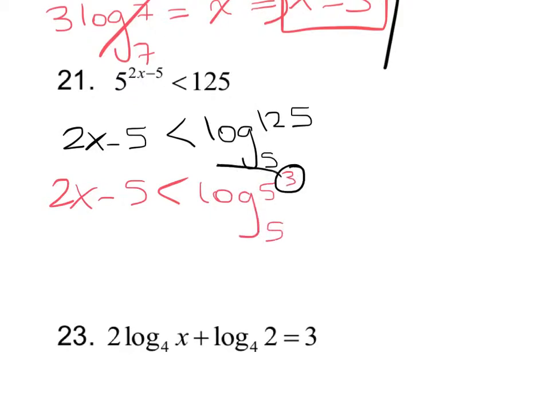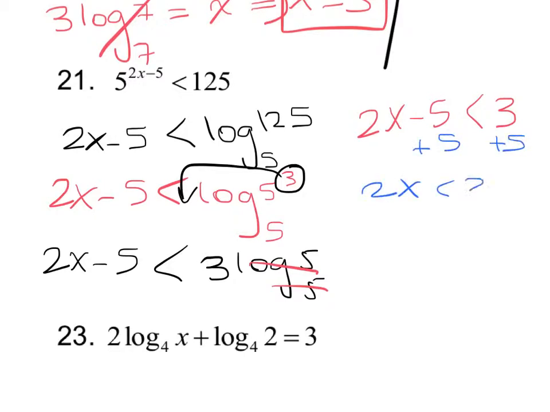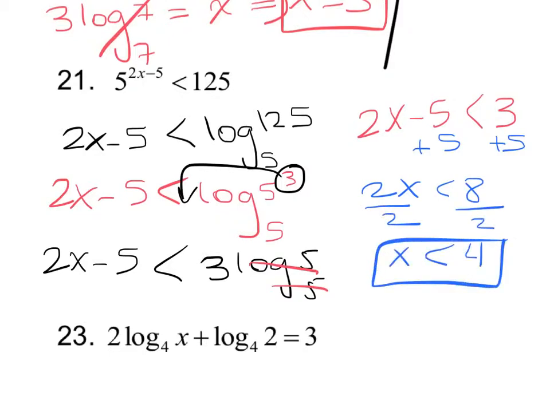Now this will go down, so it will be 2x minus 5 smaller than 3 log 5 base 5. Now we all know that log base 5 of 5 is going to be just 1, so you can just cancel it out. So you will be left with 2x minus 5 smaller than 3. Now my academic, you would have known that right from the beginning because log of 125 base 5 is 3. So you can jump from this step to this step. Now you can add 5 to both sides. 2x smaller than 8, and then divide by 2, x is smaller than 4. So that would be a good way to solve it.